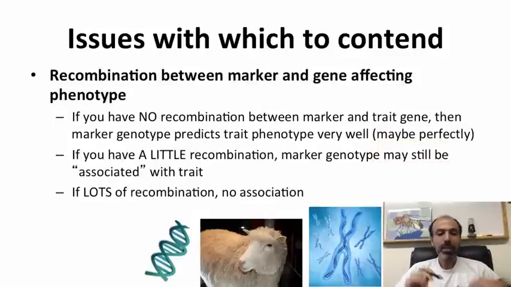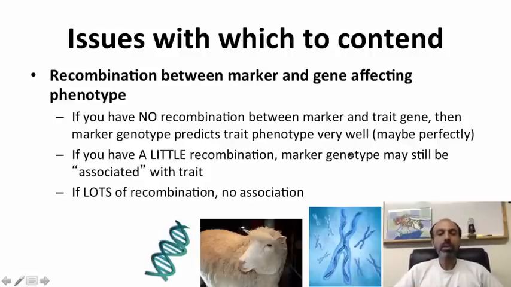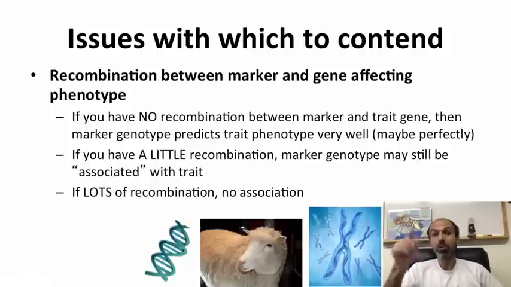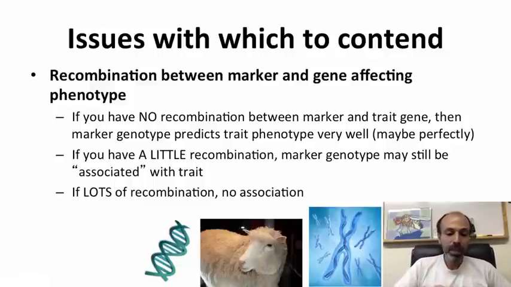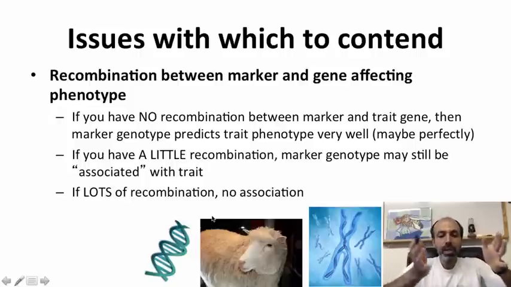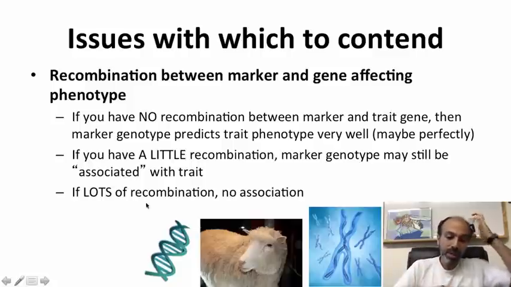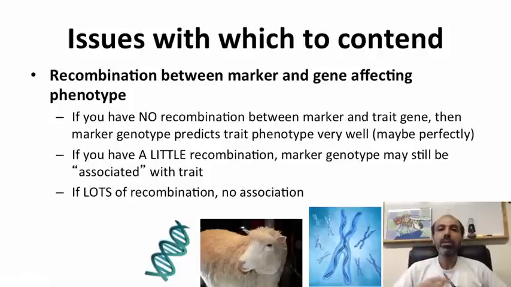And what happens then is this recombination between the marker and the genes affecting the phenotype weakens the association. If you had no recombination at all between the marker and the trait gene, then the marker genotype should very well predict the phenotype. Okay? This is especially true if it was a single gene trait, but this is somewhat true even if it's a trait with many genes. If you have a little bit of recombination, you weaken that association. It still may have some association, but it's weaker. And if there's lots of recombination, then there's no association. Again, this is the fundamental underlying principle of all genetic mapping.